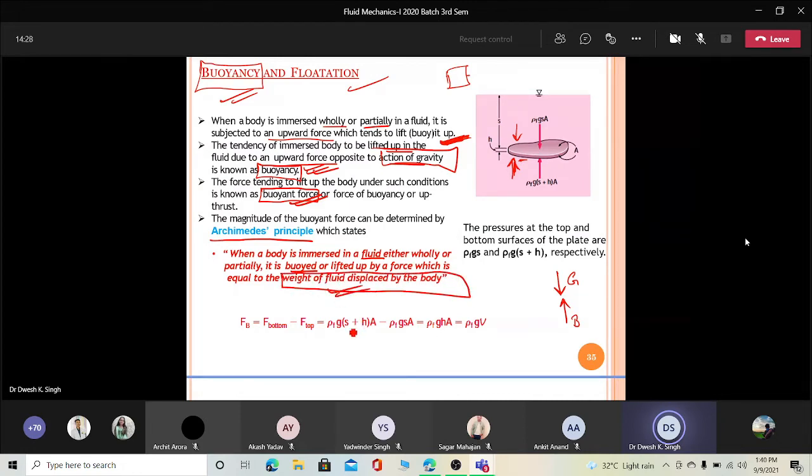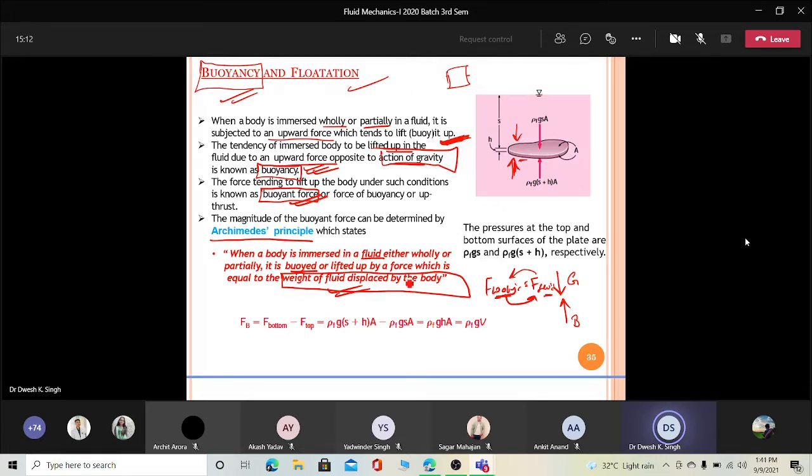This is the important thing. The weight of the fluid displaced by the body is equal to the buoyant force. If this is the weight of the object, it is equal to the weight of the fluid which is displaced by this object. These two are interrelated. This fluid is displaced by this object, then this will be equal. So the weight of the fluid displaced is equal to that.